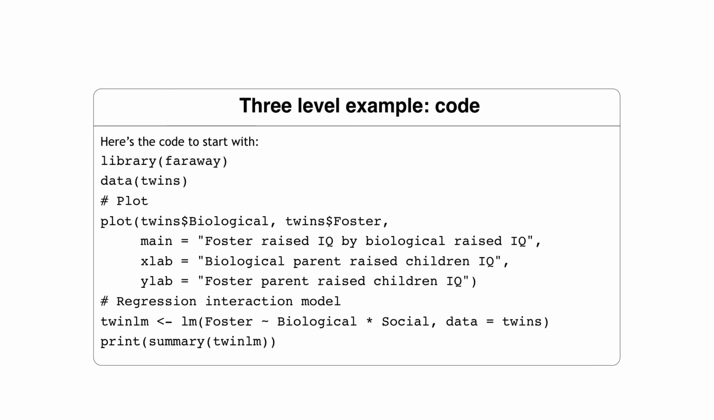Here is a code to start with. There's a library again. It comes from the faraway library. The data is called twins. As usual, the first thing that we do is plot the biological and the foster parents, and we'll see how they look, and then we'll use the twin LM, which is the linear model, and we see that we are using an interaction term here. So the IQ of children raised by foster parents as a function of the biological times their social status. The data are twins data, and we print the summary.